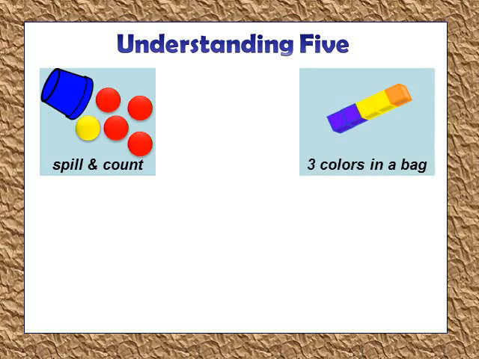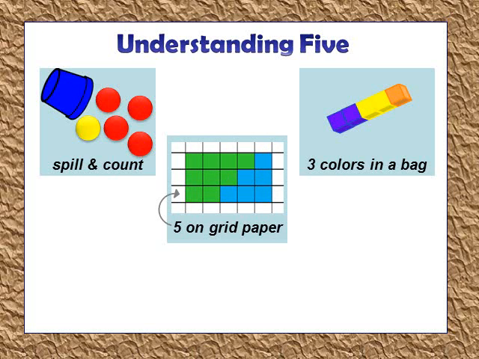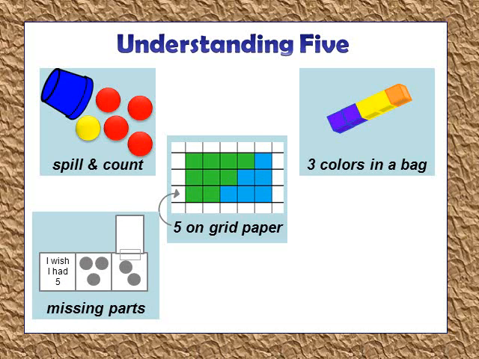You can also develop an understanding of 5 by having 3 different color cubes in a bag and repeatedly pull out 5 and see, for this one it's 2 blue, 2 yellow, 1 orange. Put the cubes back, see another way for making 5. You could also ask students to draw 5 on a grid paper using 2 colors. How many different ways could they show 5 on the grid paper? Or do some missing parts.